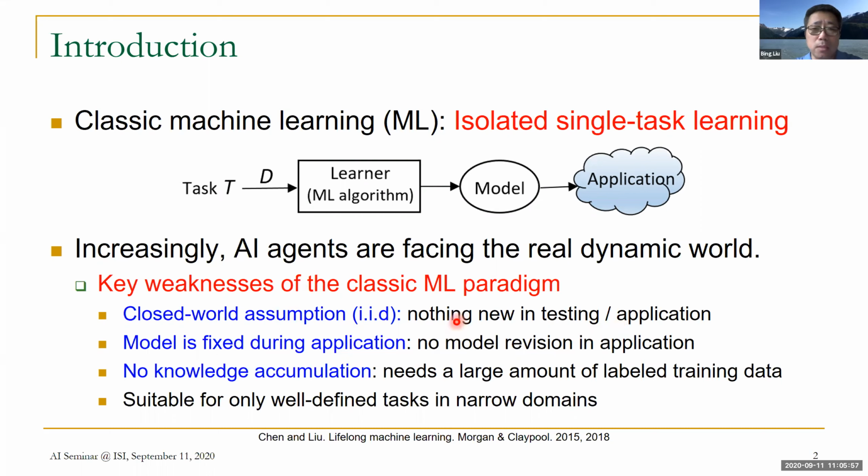So you can see this is basically a linear process. When you have a model, you go for the application, and then the model is basically not revised, and nothing will be changed until you do the next batch training. Also, this learning process is not continuous, so there is no knowledge accumulation. And then you need a huge amount of labeled training data in order to produce a good model. Of course, this means it's only suitable for well-defined and very narrow domains and tasks.